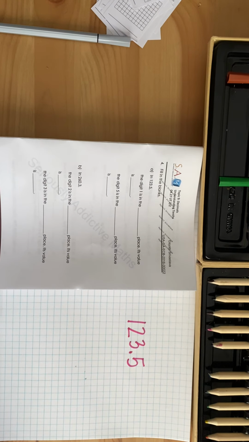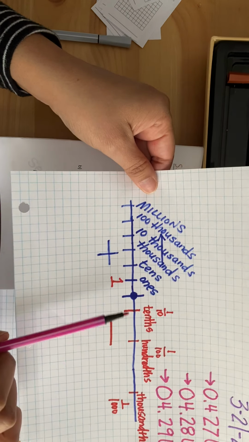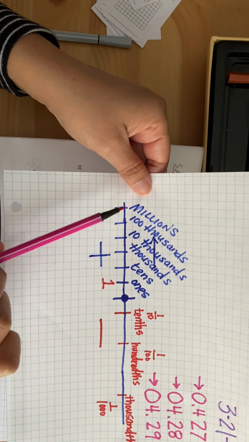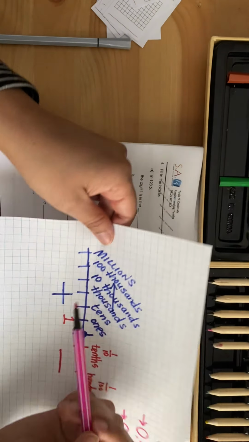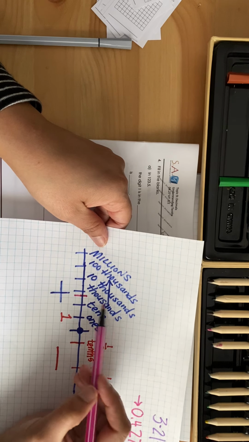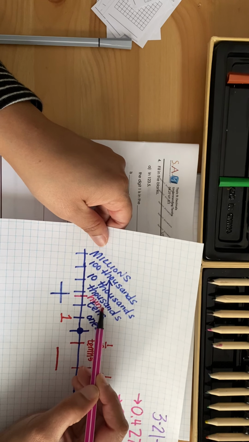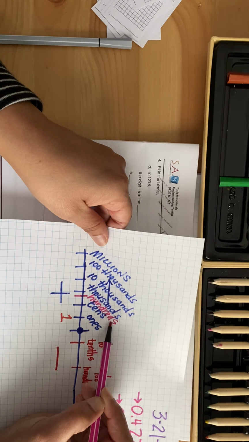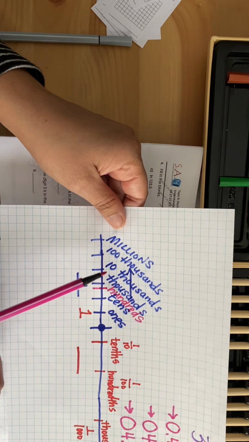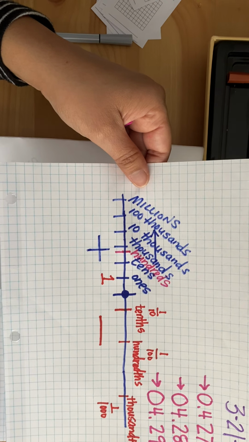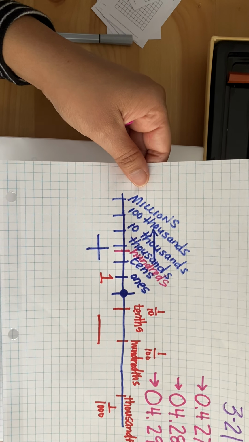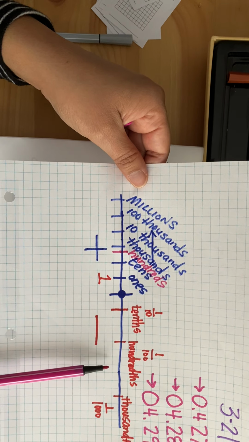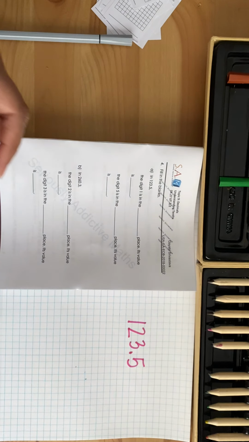And if you remember our place value chart here, okay, when we go to the left of the decimal, we're going to count ones, tens, hundreds, thousands, 10,000s, 100,000s, millions, right? And when we move to the right of the decimal, you're going to have your tenths, your hundredths, your thousandths, okay?